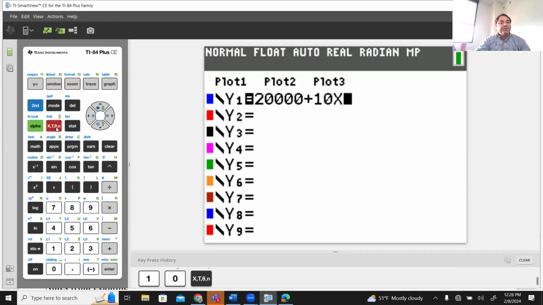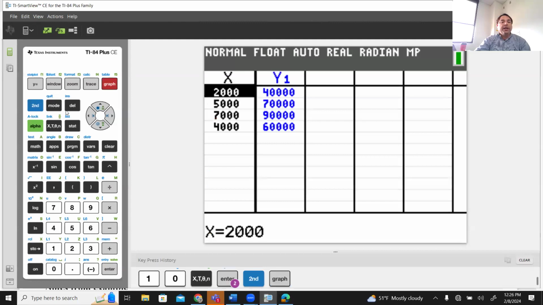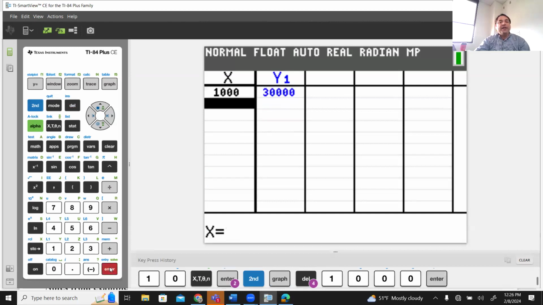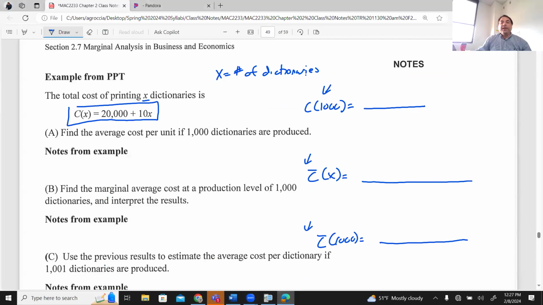Everybody comfortable with that? And I asked you, what's the total cost of 1,000 dictionaries? So you go to the table, you plug in 1,000. Again, nothing to do with calculus or anything like that. You plug in 1,000, you get 30,000. So in a sentence, 1,000 dictionaries cost $30,000.